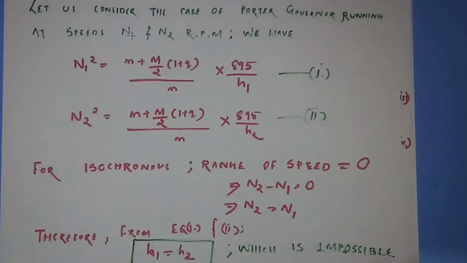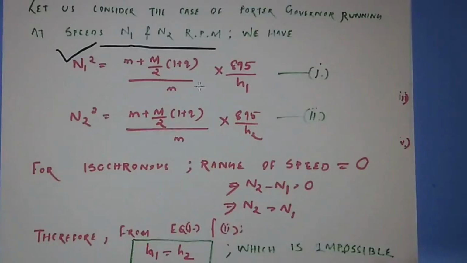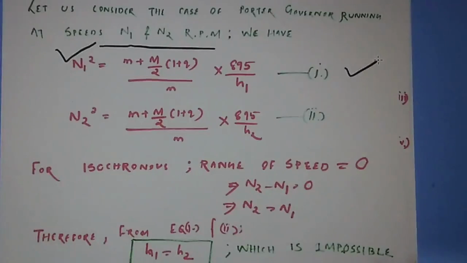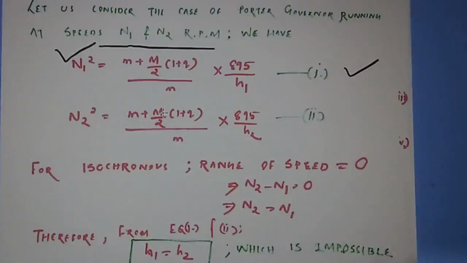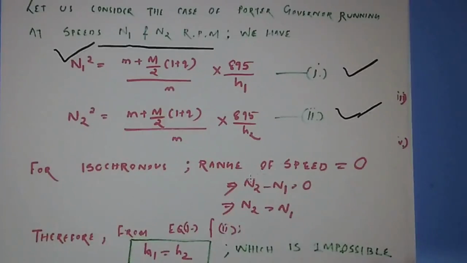So we have seen that in a Porter governor running at n1 and n2 rpm, n1 square is given as (m plus capital M by 2) into (1 plus q divided by small m) into 895 by h1. This is equation number 1. Similarly, n2 square is equal to (m plus capital M by 2) into (1 plus q divided by small m) into 895 by h2. This is equation number 2.